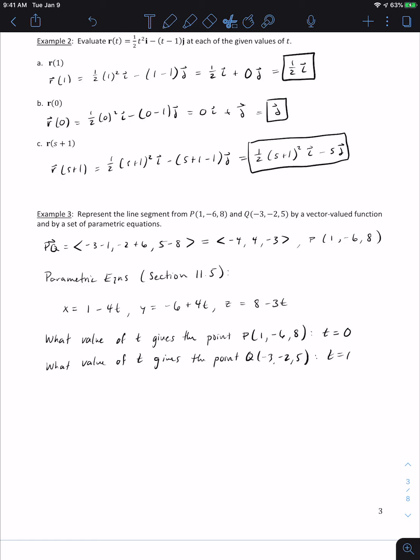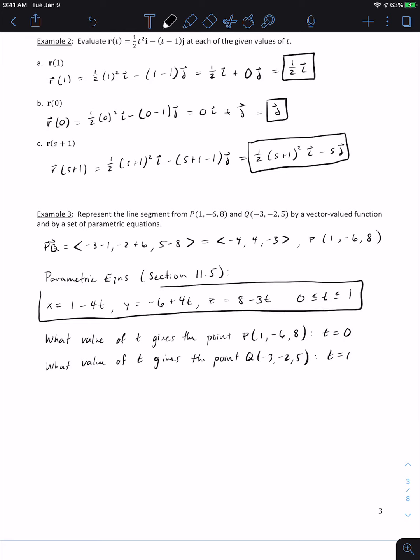So the question was to represent the line segment by a set of parametric equations. So this is my set of parametric equations, but since it was the line segment, I only want to do it for certain t values. So this is the t value from 0 to 1 is where it's going to vary. All right, so that's my set of parametric equations.